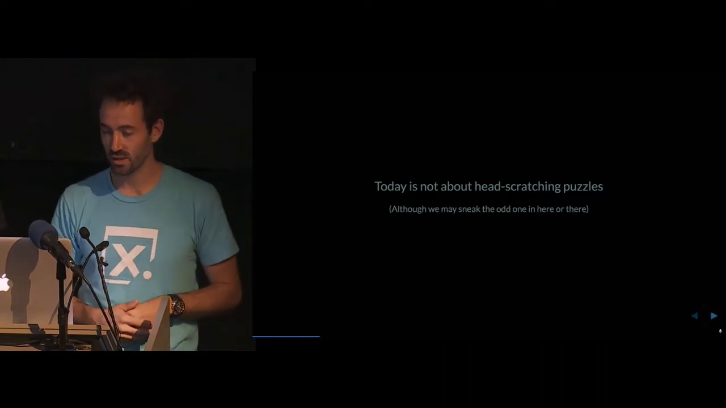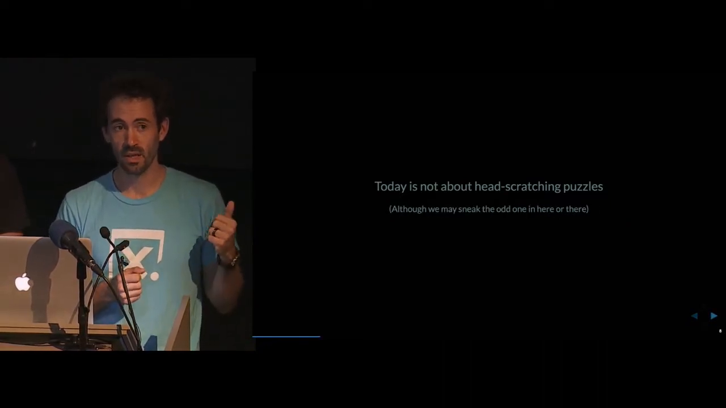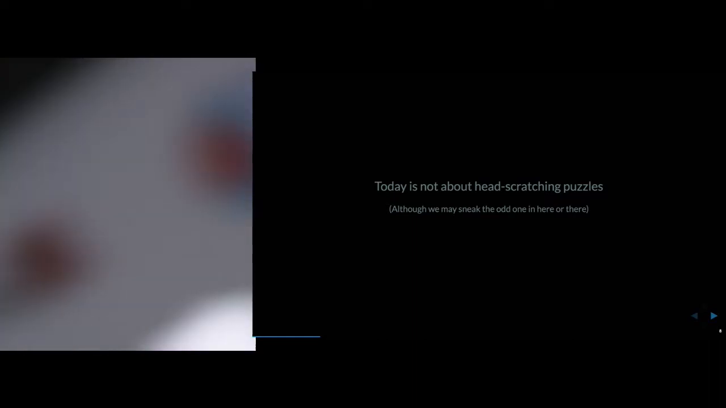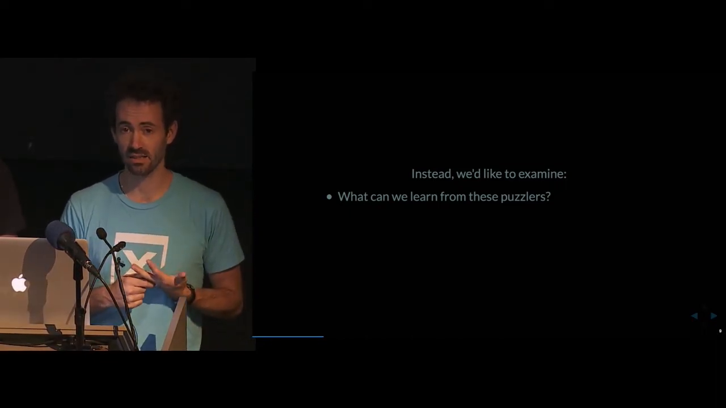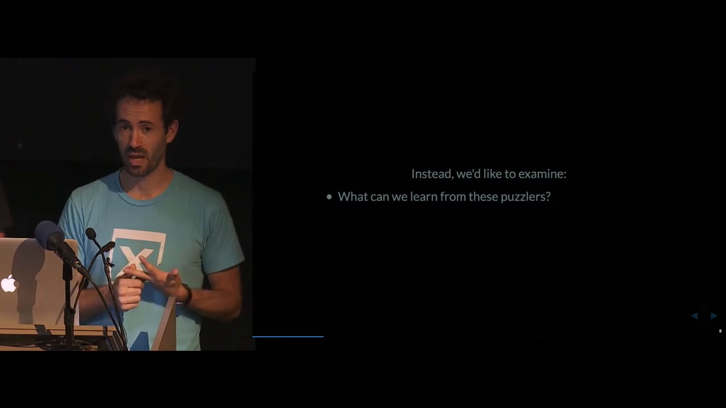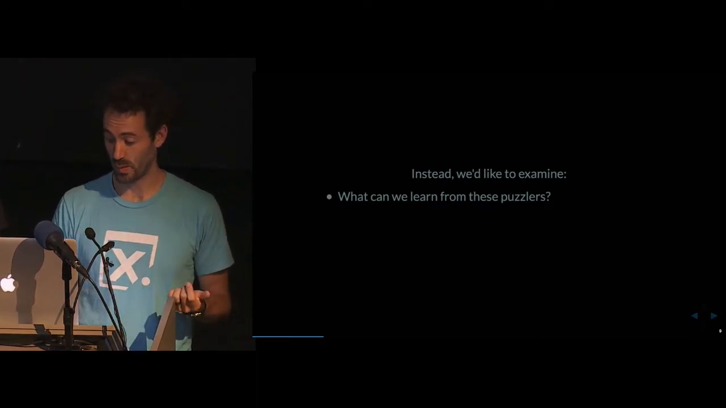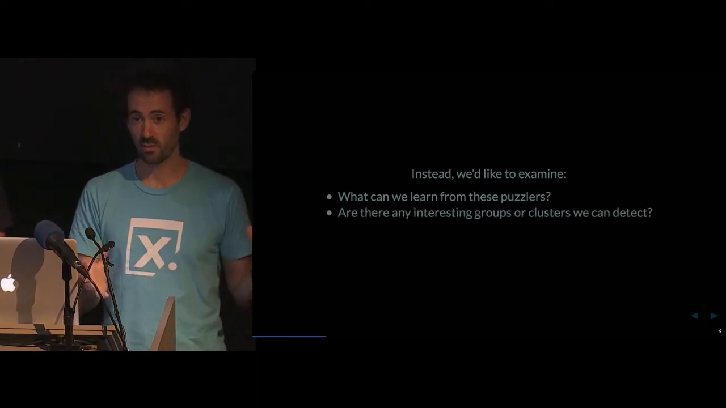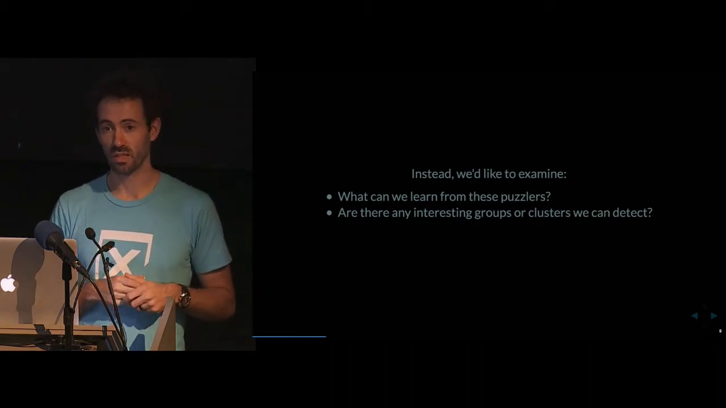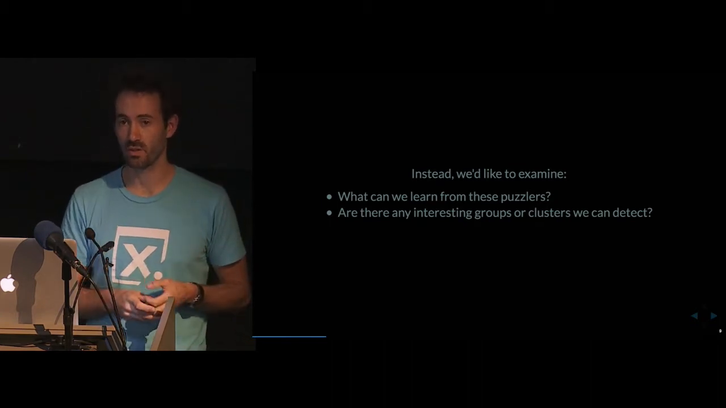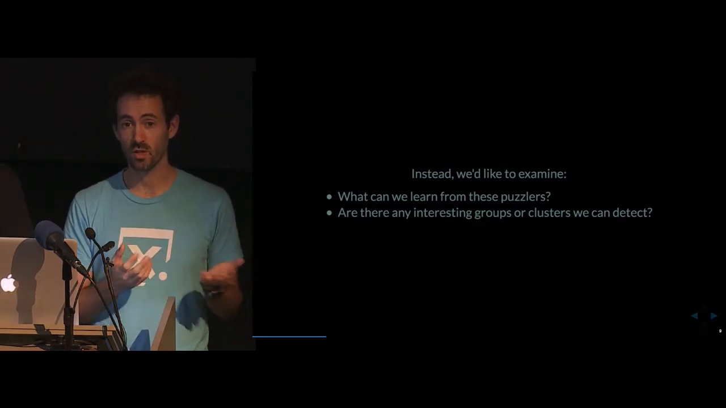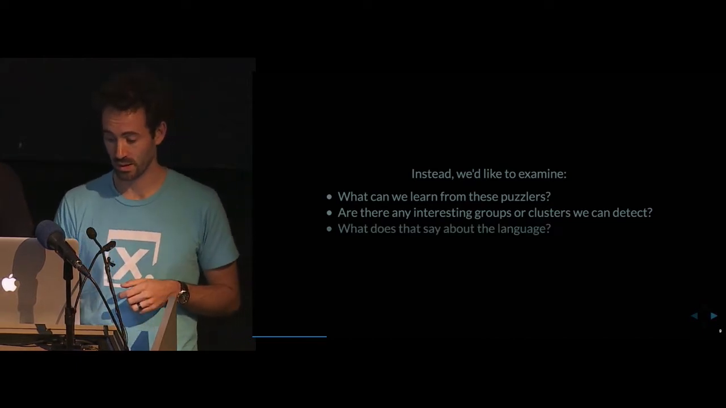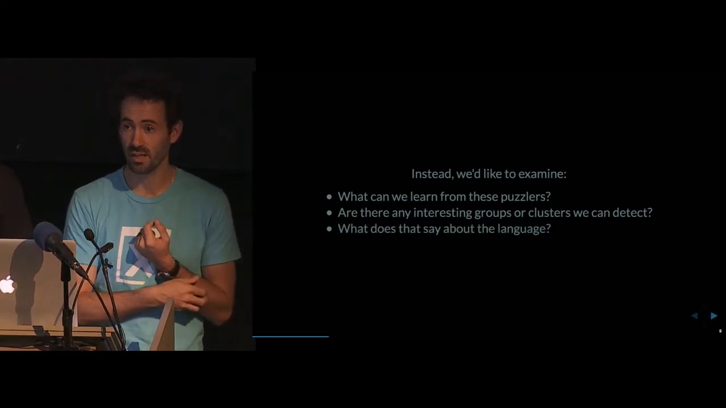We might sneak the odd puzzler in here or there, but the main thing we're going to try and do today is to learn from these experiences. Is there any lesson we can draw from the fact that Scala as a language has a couple of areas in which it behaves somewhat differently than you might expect? If we look at these areas that have come together over the years, are there any trends that we can recognize? Are there particular parts of the language or particular interactions that are especially prone to doing things that you don't expect? And what, if anything, does that say about the language?